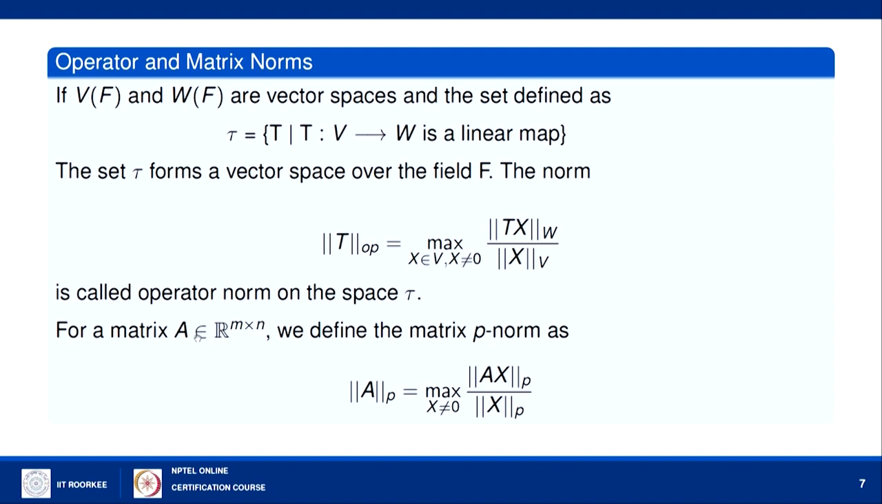So, I am having a matrix A which is of order m by n having real entries. We define the matrix p norm as: p norm of A equals the maximum over x not equal to 0 of norm of Ax p upon norm of x p. And this we can generalize for different values of p.